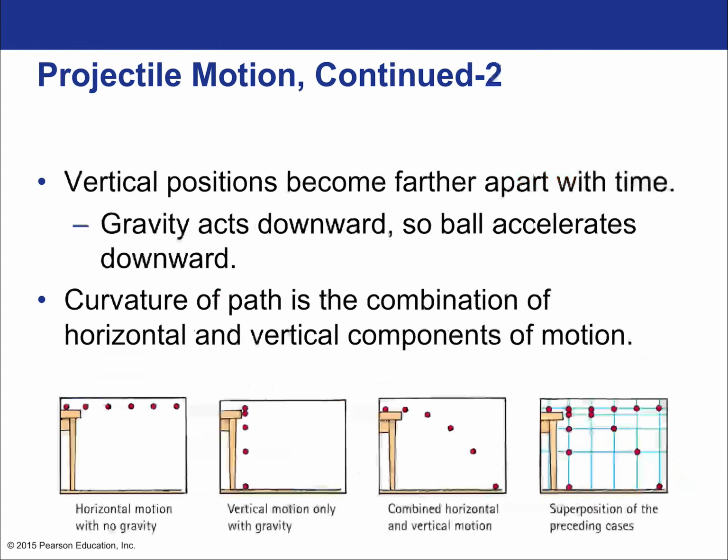So here's the idea. Here is what's happening in the horizontal direction. Here's what's happening in the vertical. Now, would either of these things really happen? Well, figure one would happen if there was no gravity, like if this was on a space station.